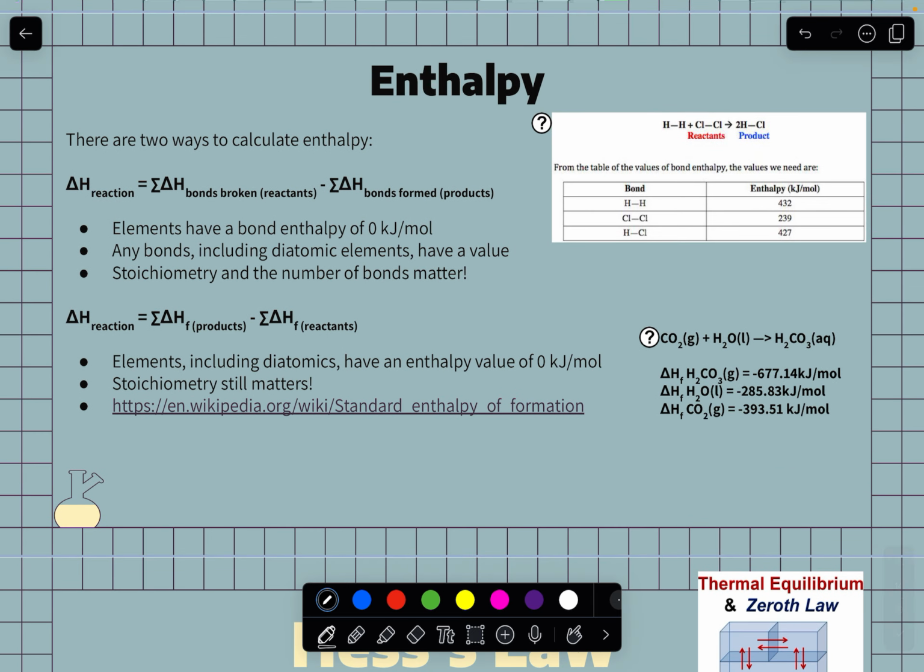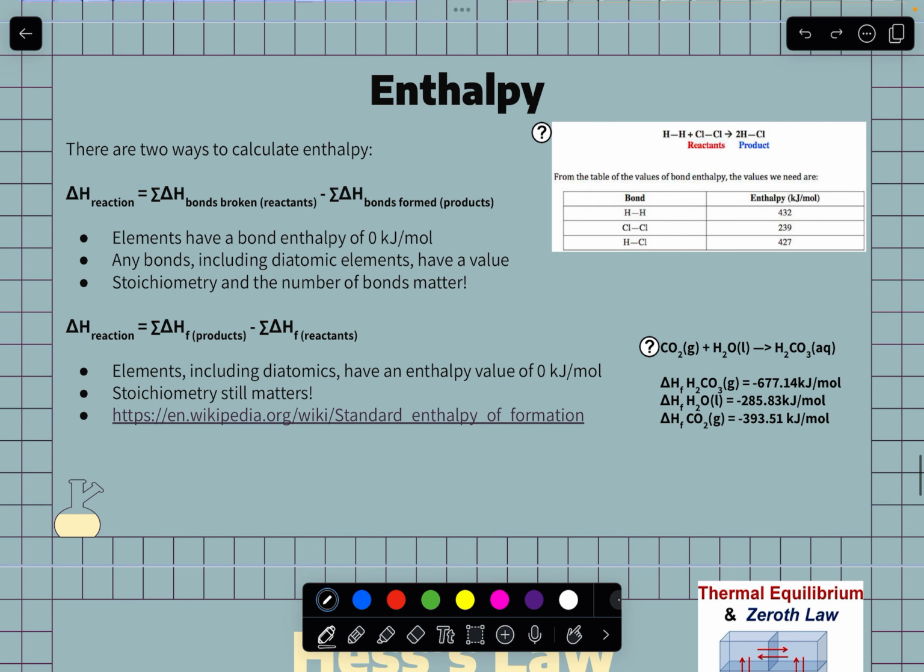Okay, so for calculating enthalpy, if we're given numbers in a table, right, we remember this table with the enthalpy values, there's 2 ways to do it. You can do delta H is equal to the bonds broken minus the bonds formed. So the reactants minus products, if you're given bond values like you have in the table here. Okay. You can also do it as products minus reactants if you're given compound values like you have down here on the bottom right. Okay. This equation, the one on the bottom, is given on the formula sheet. The one on top is not given. Okay, but you should still know that.